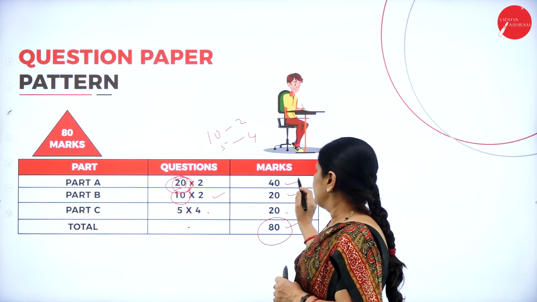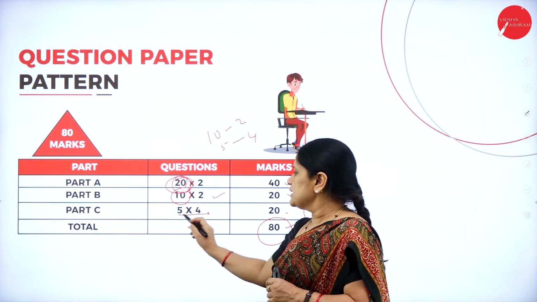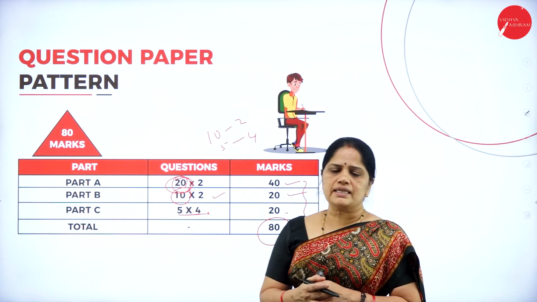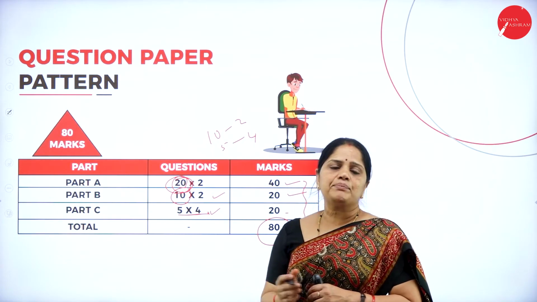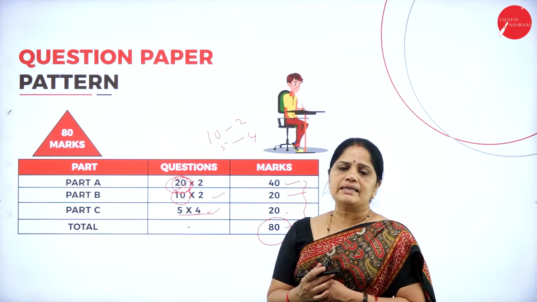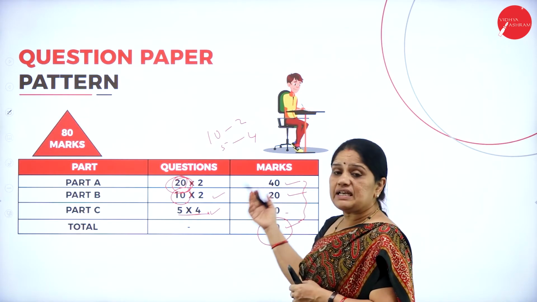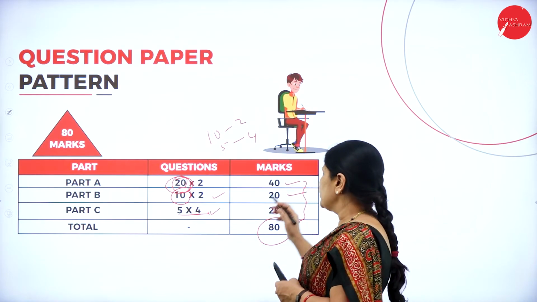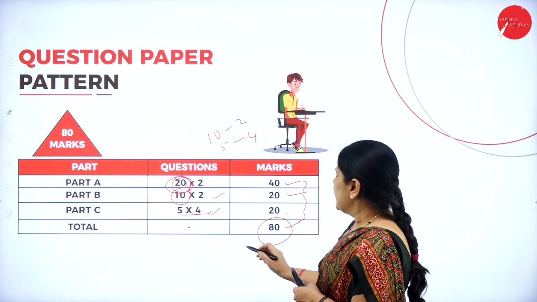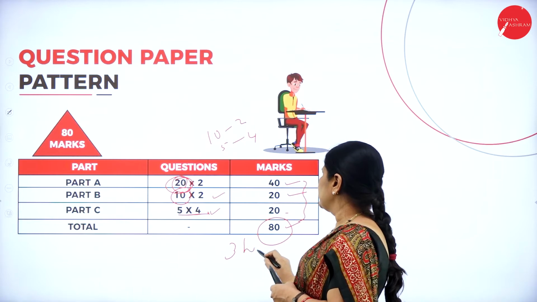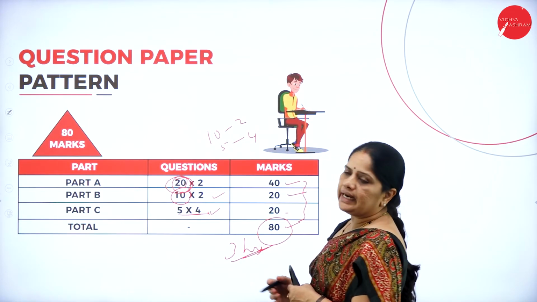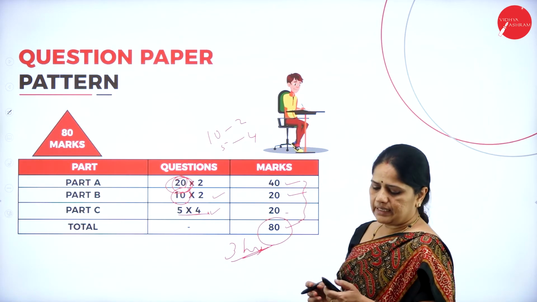So you have to be prepared here, and especially in this last section, part C, they may ask you any theory based question. So what do you mean by banker's discount, or what is true discount? They may ask any definition which you should be able to answer. So the total is 80 marks. So you will have 3 hours to write for 80 marks in the final exam.